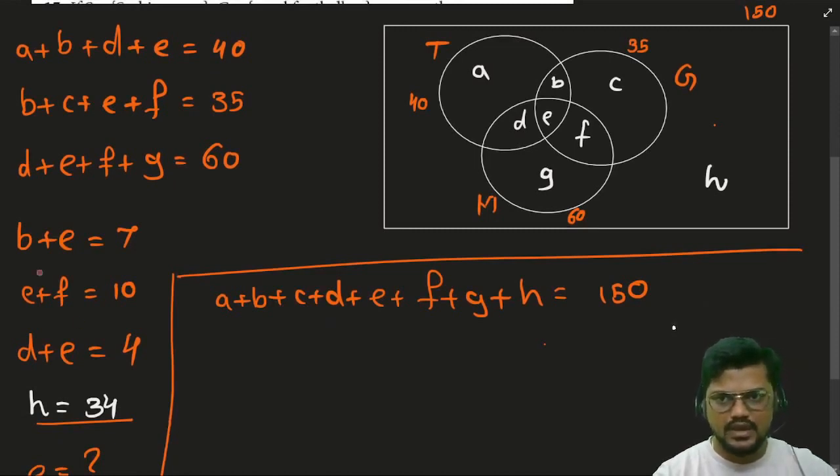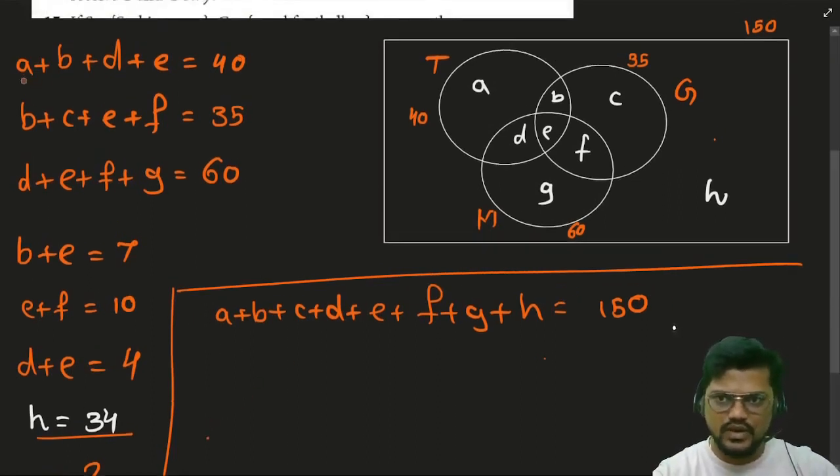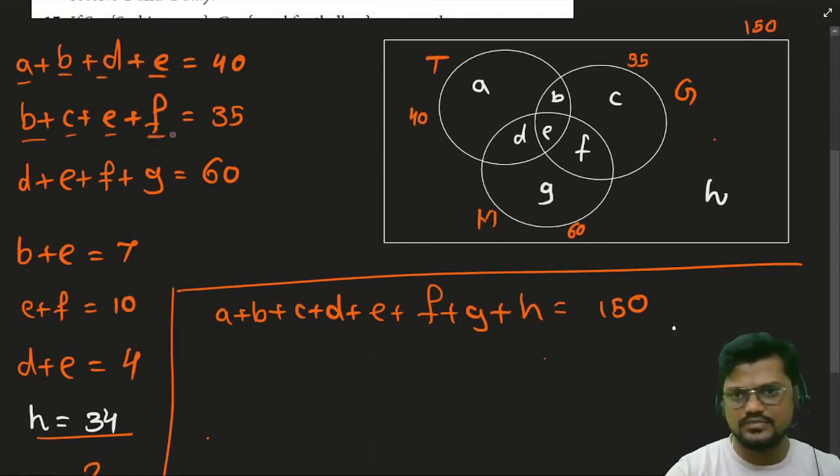Now in all of them E is there. E is given in all of them. Okay. Fine. A plus B plus D plus E and B plus C plus E plus F equals 35.